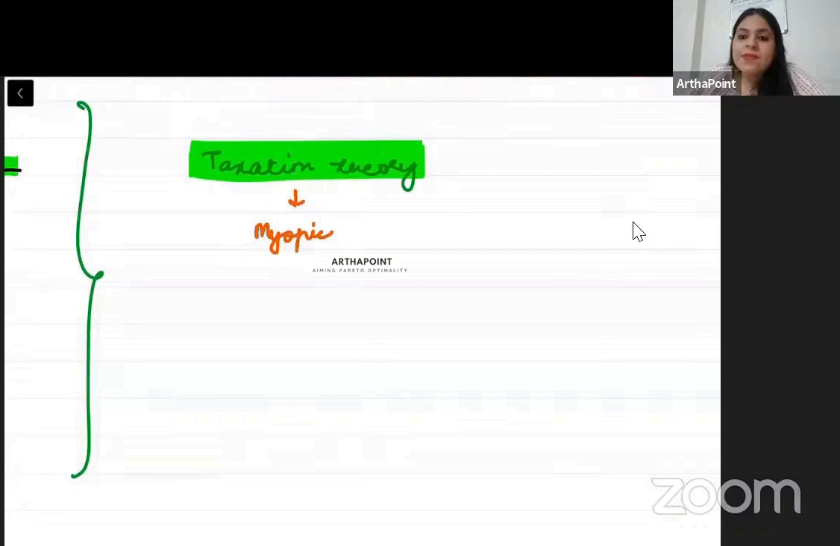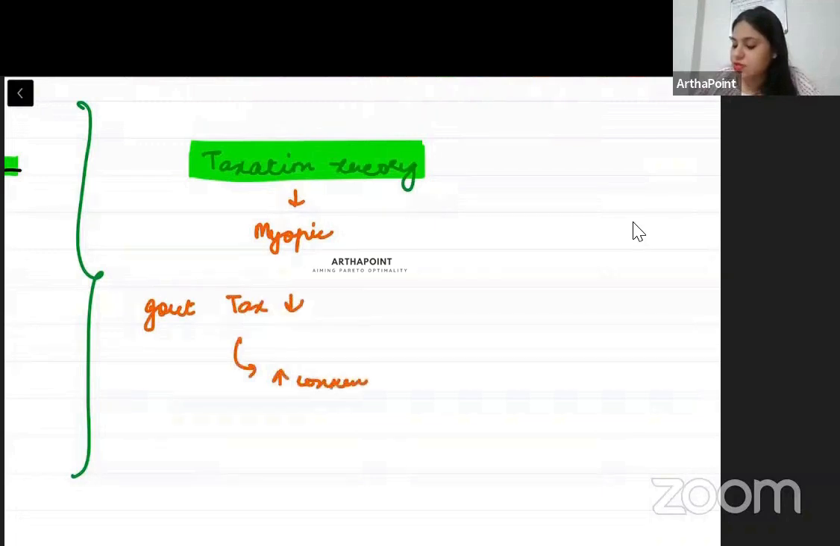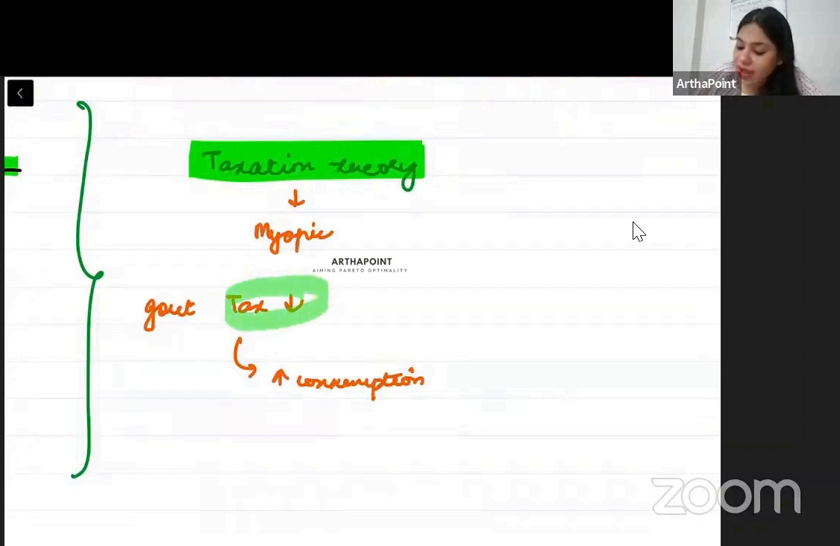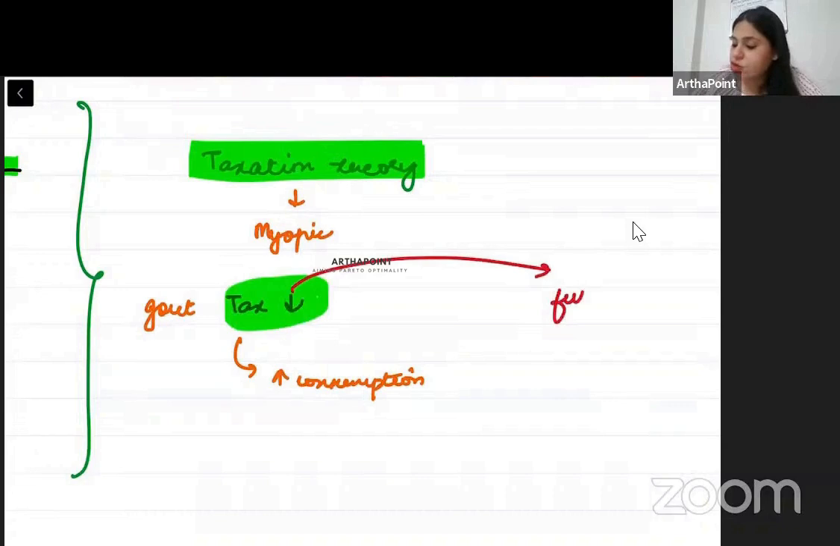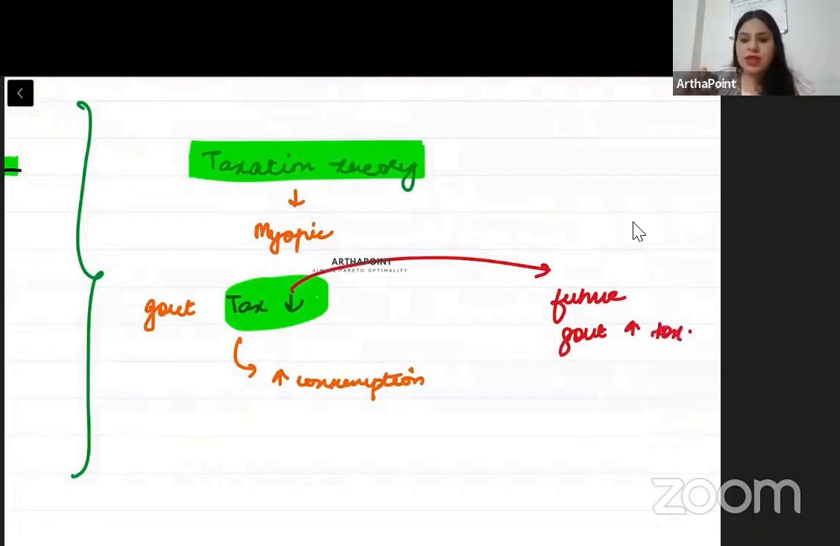What does this mean? It means that suppose government will reduce tax today. They will increase their consumption. People will start consuming more. People will realize that if you have to pay less tax today, then this means that in the future, government will increase their taxation definitely. This is a theory which says that less tax today must be accompanied by higher tax in the future.